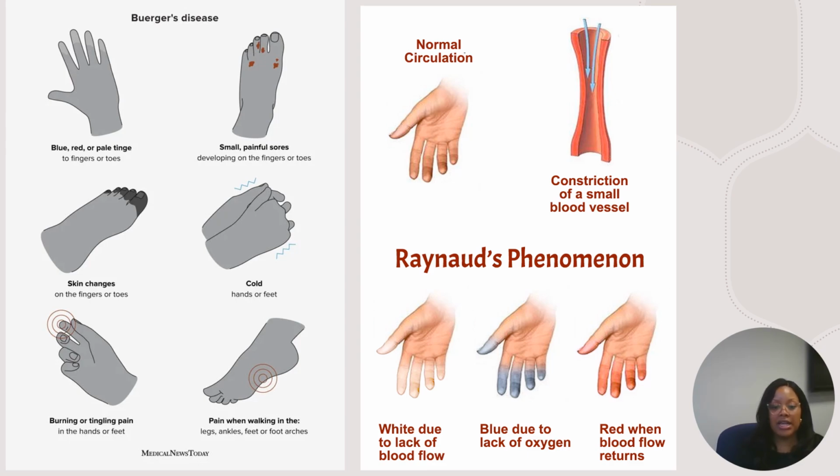So with Raynaud's, that patient could have white fingertips. Why? Due to the lack of blood flow. They could be blue due to the lack of oxygen. And once blood returns, their fingers return red. All right.